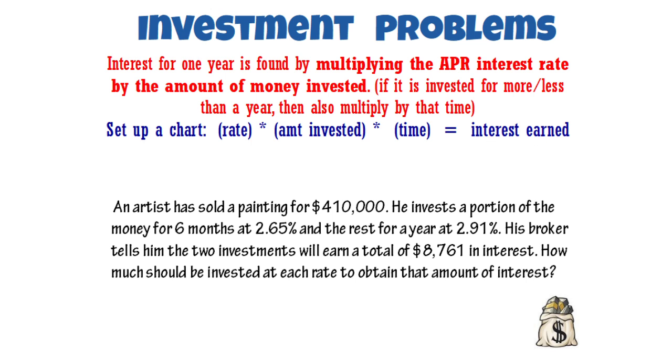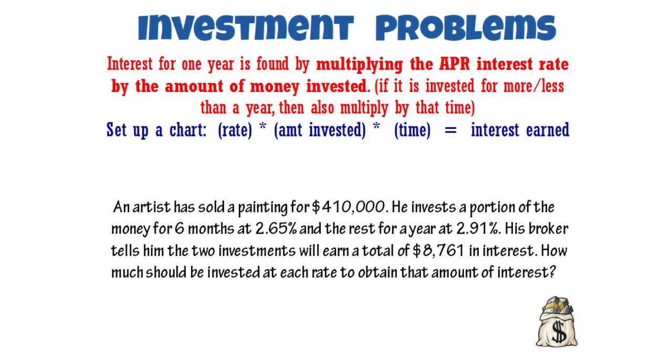So let's look at this example. An artist has sold a painting for $410,000. Now he's going to invest a portion of that money for 6 months at 2.65%, and then the rest he's going to put in for a year at 2.91%. His broker tells him that the two investments will earn a total of $8,761 in interest. How much should be invested at each rate to really have obtained that?